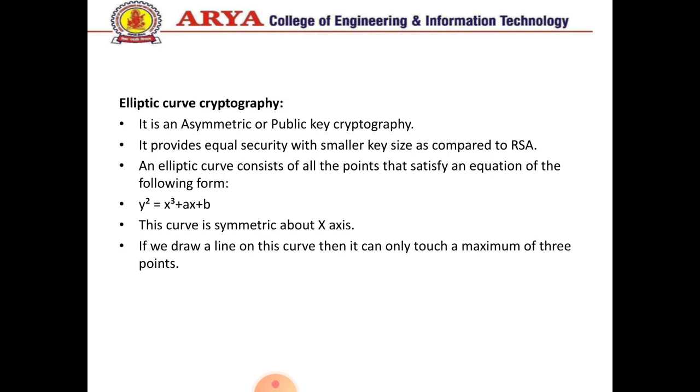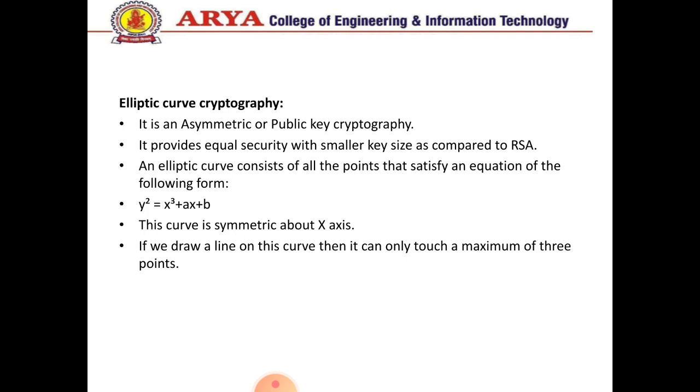Now the second cryptography is the elliptic curve cryptography. It is an asymmetric or public key cryptography. It provides equal security with smaller key size as compared to RSA. An elliptic curve consists of all the points that satisfy an equation of the form y square equal to x cube plus ax plus b. This curve is symmetric about the x-axis, and if we draw a line on this curve then it can only touch a maximum of 3 points.